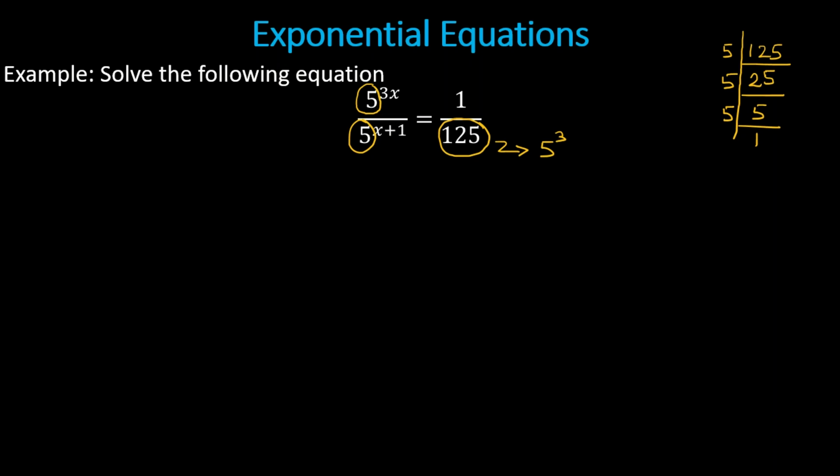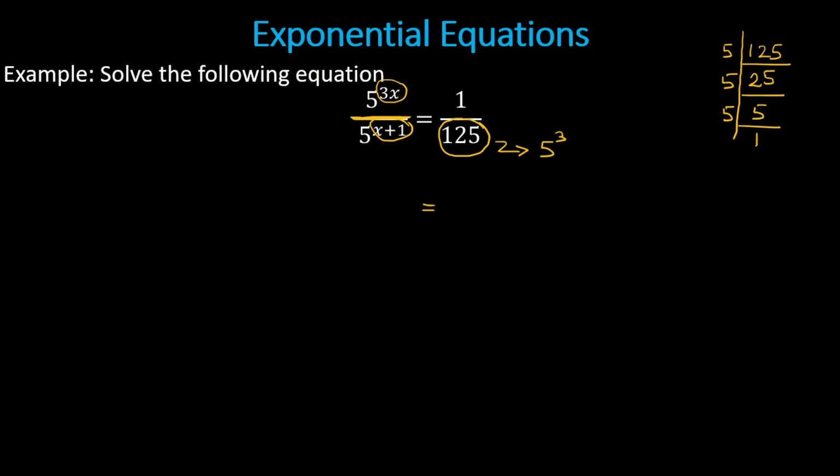Right? So the whole of this question will have to work it in terms of base 5. We can do this. So let us start. The left hand side, 5 to the power of 3x over 5 to the power of x minus 1. When we are dividing two numbers in index form having the same base, what do we do with the two powers?